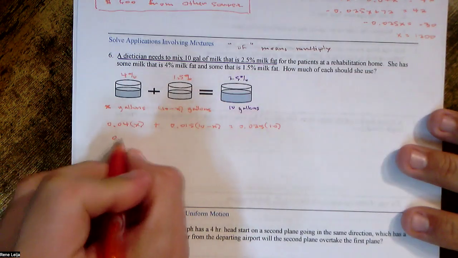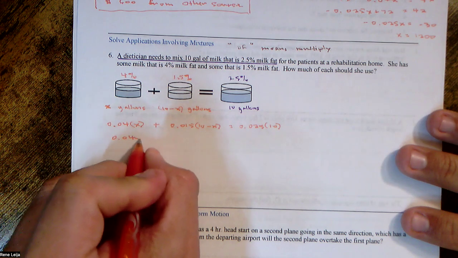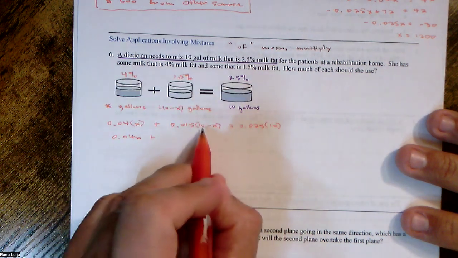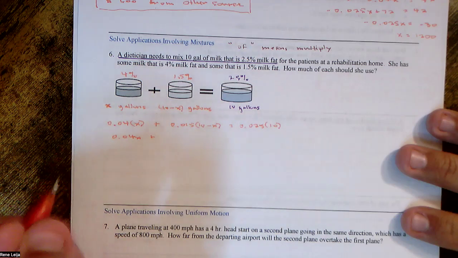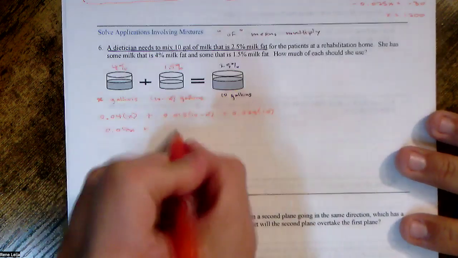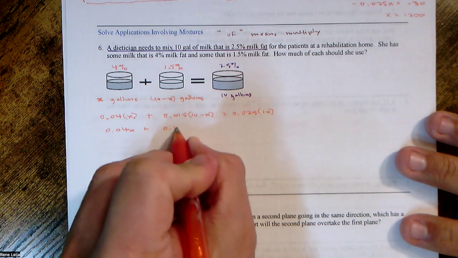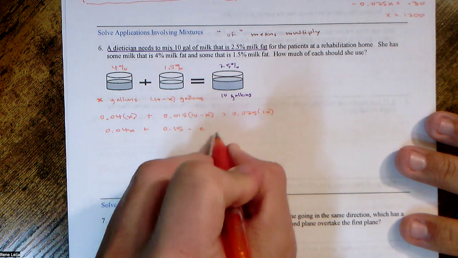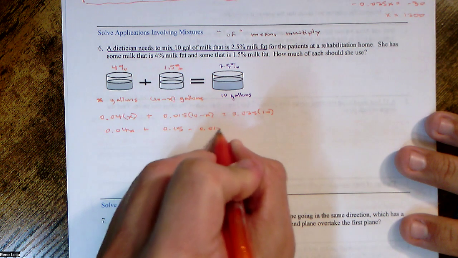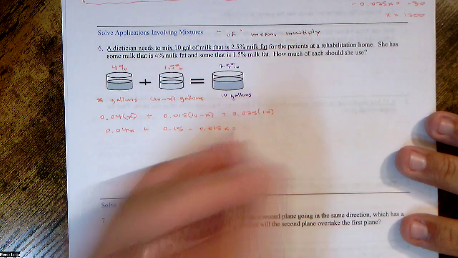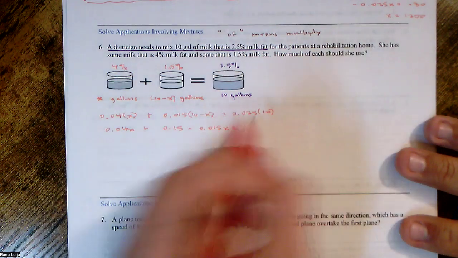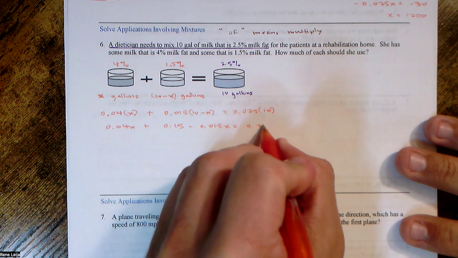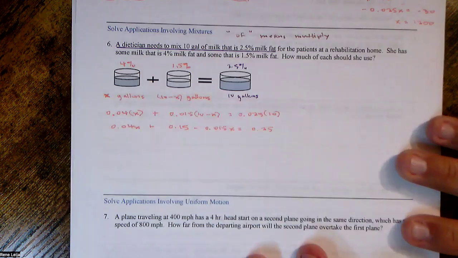So this is 0.04x. Be careful when you multiply. If I multiply by 10, I just move the decimal over one place. So that's going to be 0.15 minus 0.015x equals, and then I'm multiplying by 10, so I just move the decimal over one place. That's going to be 0.25.